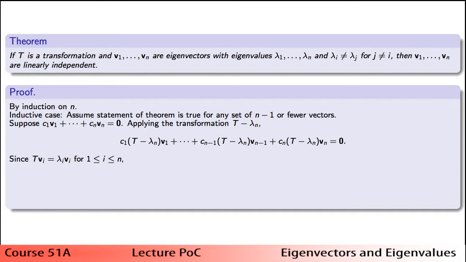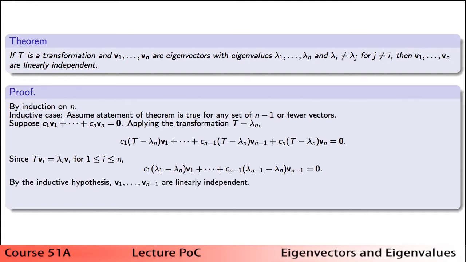Now, since T Vi is lambda i Vi, because Vi is an eigenvector with eigenvalue lambda i, T V1 is lambda 1 V1, all the way up to T Vn is lambda n Vn. Now, you'll notice T minus lambda n applied to Vn is 0. Okay, we now use the inductive hypothesis. V1 through Vn-1 are linearly independent.